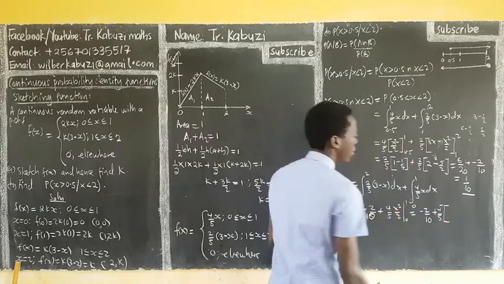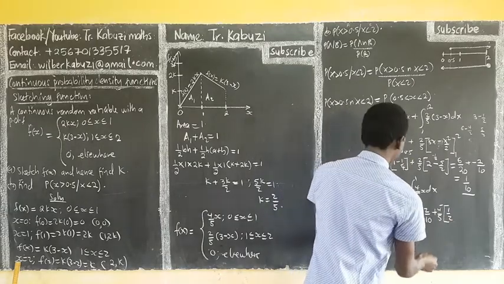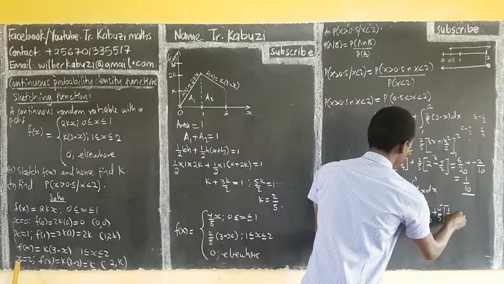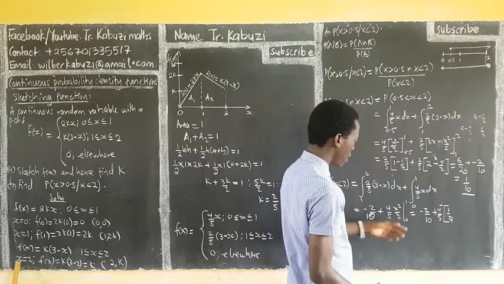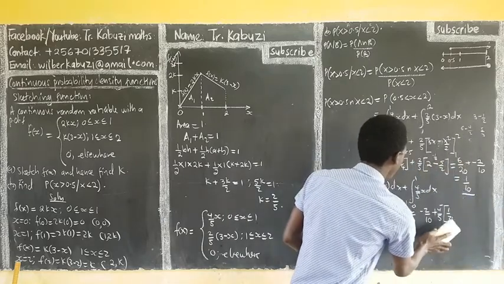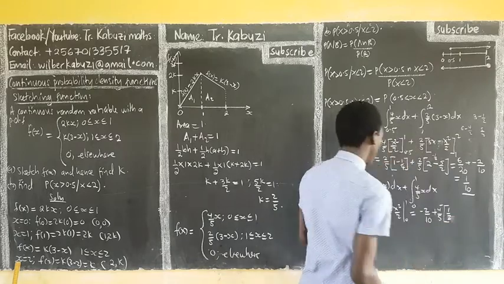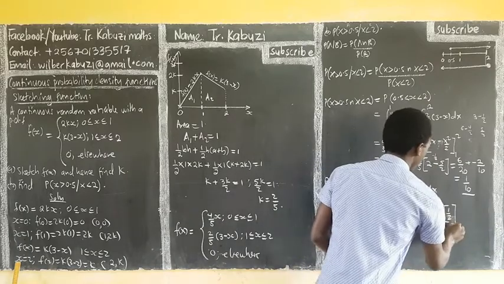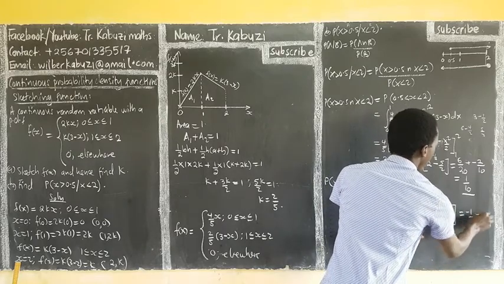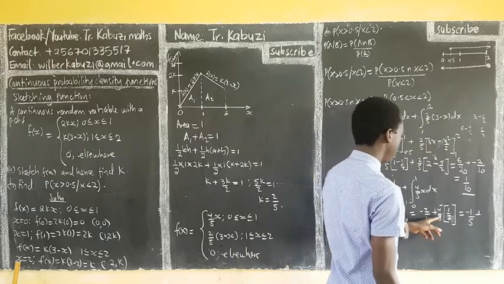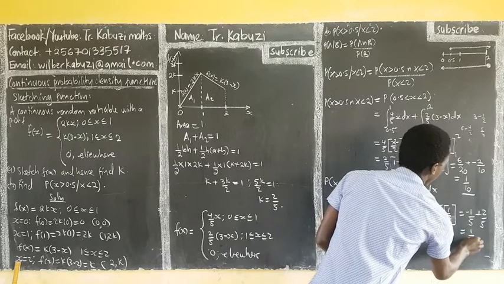When you put in the 1, you get a half. When you put in the 0, you get 0. So it is just a half. This is the same as negative 1 over 5. Then plus, this will give us 2 over 5, which will be 1 over 5.